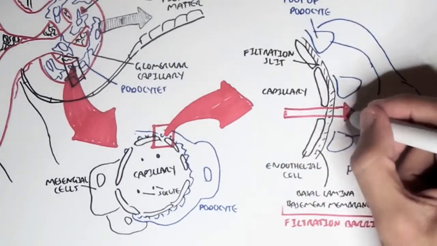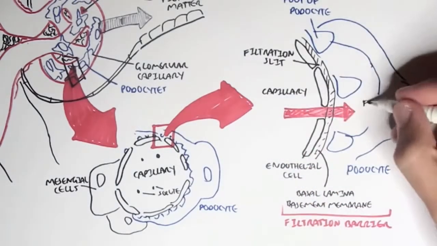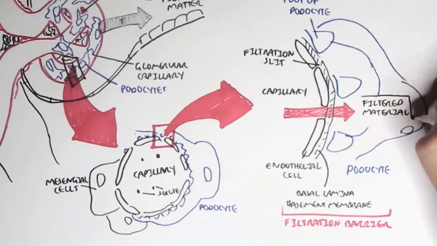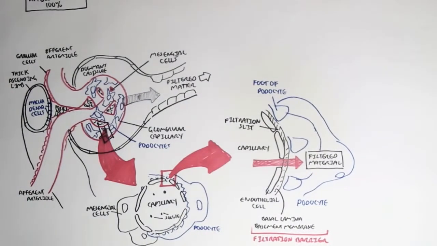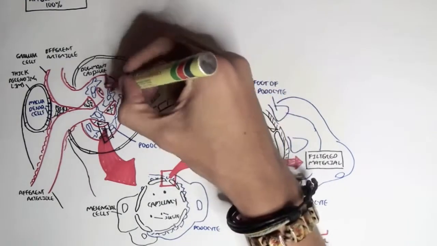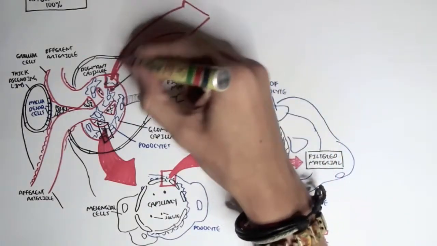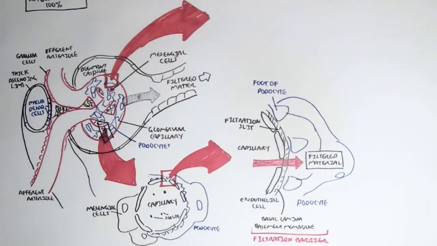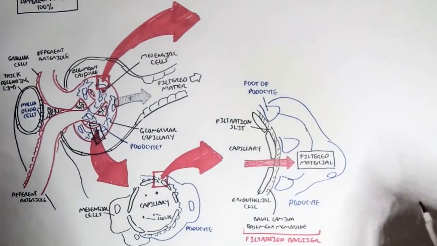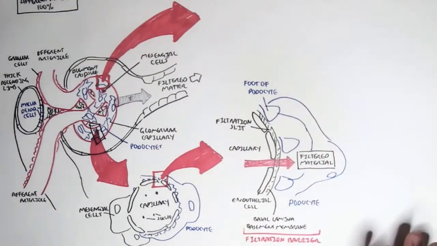Now, the filtration membrane, where there is a gap, they make a filtration slit, which means that substances can actually get filtered from the capillary into the nephron. The filtration membrane controls what type of substances move into the nephron. They actually do not allow big molecules to move through, and they also do not allow big negatively charged molecules to pass through.